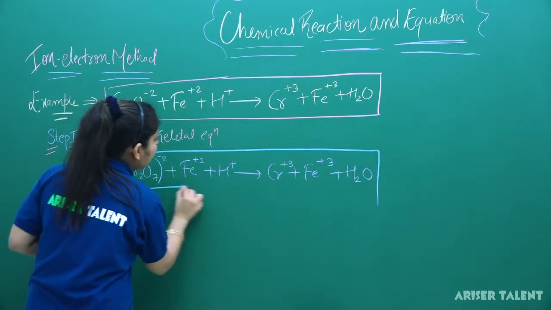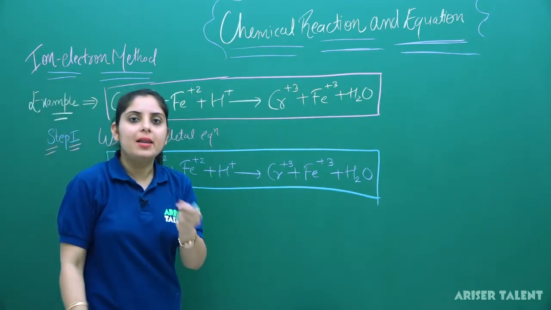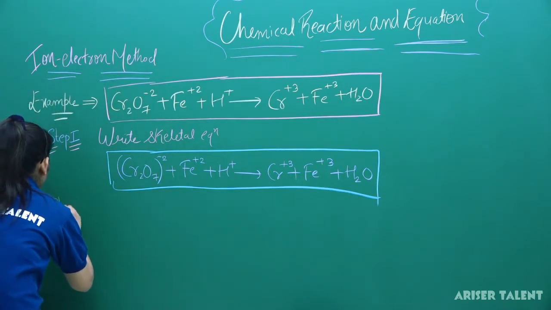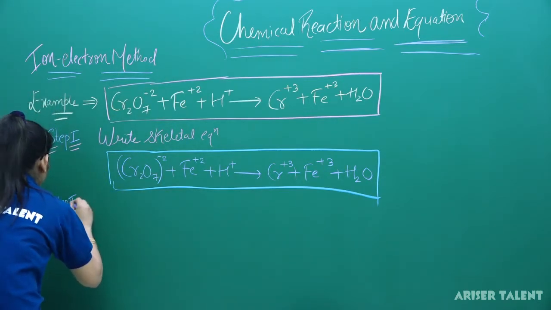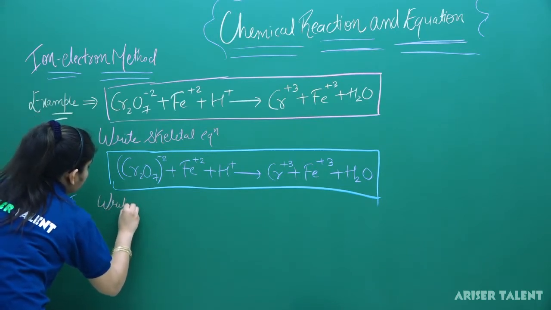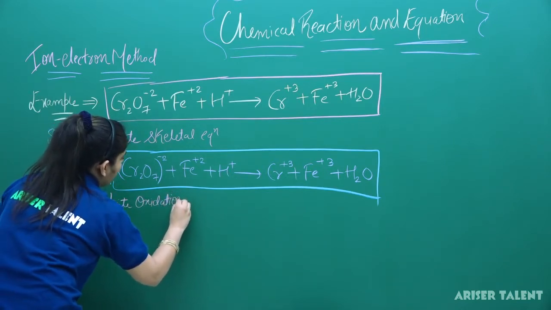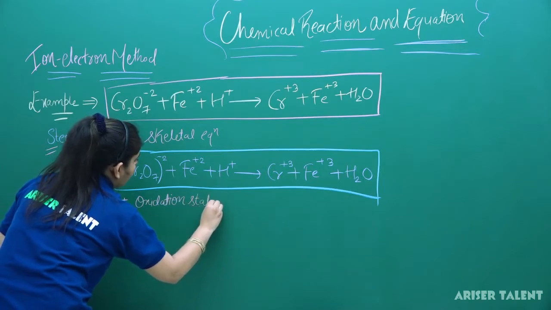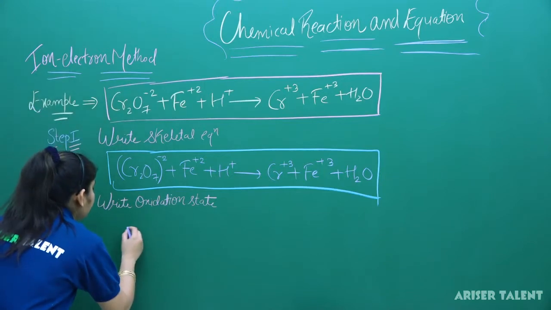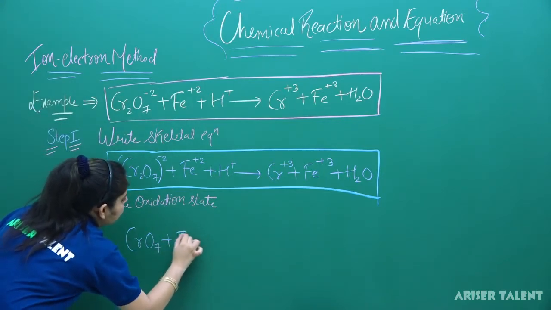What will be our step number 2? We have to identify the oxidation number of each individual element in the reaction. So our step number 2 is write the oxidation state. In this step, we will write the oxidation state of each element.